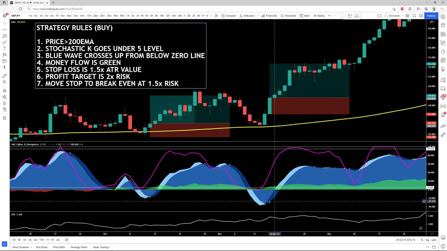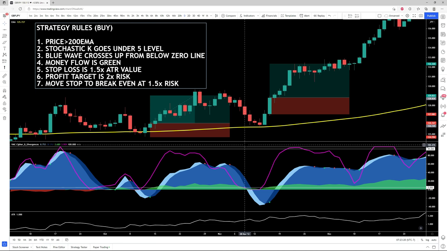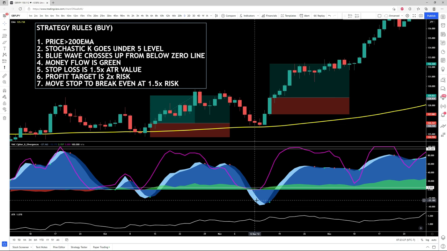For trade management, you move the stop to break even at 1.5 times the risk. So for example, we see stochastic K goes down and below that 5 level. We see that the blue wave crosses up from below the 0 line.